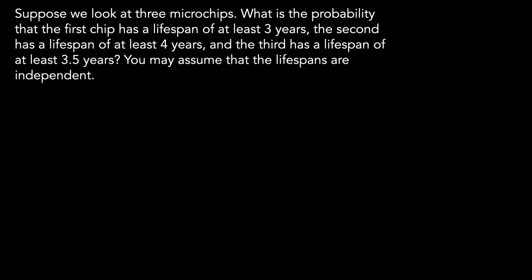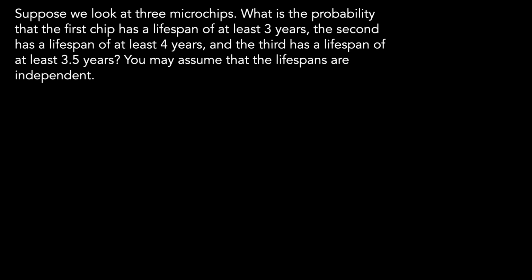All right, so question 2 is a continuation of question 1. We're still talking about the same situation. Now it says, suppose we look at the 3 microchips. What is the probability that the first chip has a lifespan of at least 3 years, the second chip has a lifespan of at least 4 years, and the third has a lifespan of at least 3.5 years? You may assume the lifespans are independent.